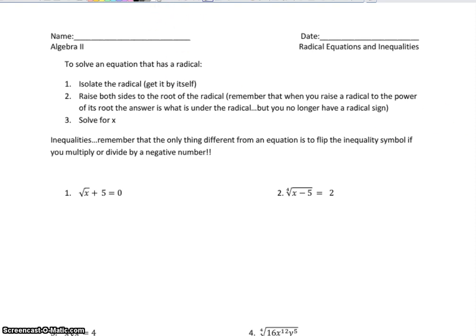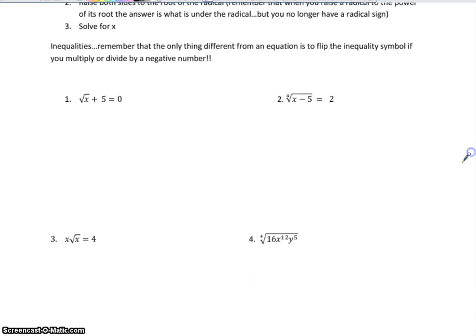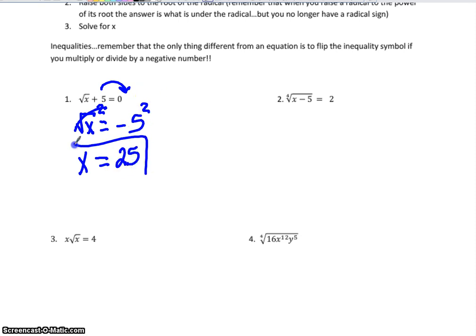So looking at number 1, we have the square root of x plus 5 equals 0. You're going to start by moving that 5 and it becomes the square root of x is equal to negative 5. You're going to square both sides to get rid of the square root sign. These cancel each other out and leave you x is equal to negative 5 squared is 25. And that's your answer.